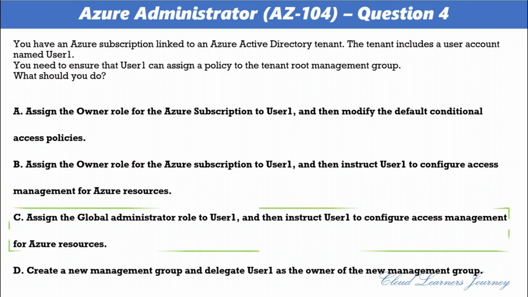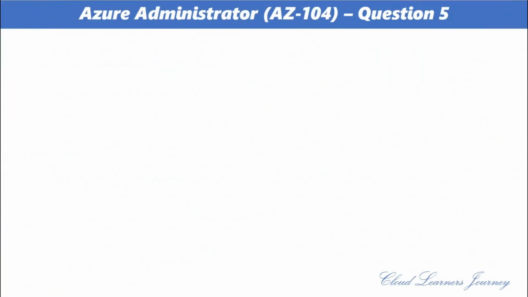And the correct option is C, assign the global administrator role to user1 and then instruct user1 to configure access management for Azure resources. No one is given default access to the root management group. Azure AD global administrators are the only users that can elevate themselves to gain access. Once they have access to the root management group, the global administrator can assign any Azure role to other users to manage it.